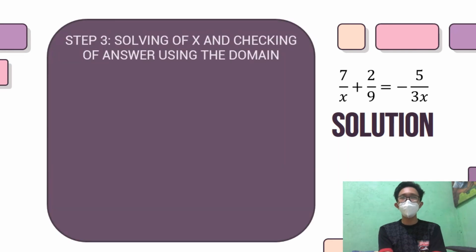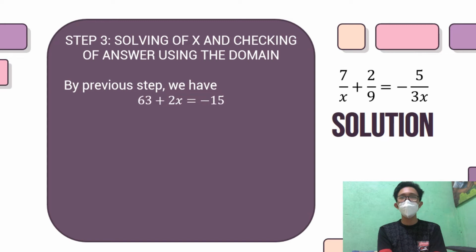Then, solve for the value of x and check the answer using the domain. That is step number 3. So, nakuha natin sa previous step is 63 plus 2x is equal to negative 15. So, we will separate those with variables on the left side of the equation and without variables on the right side of the equation. So we have 2x is equal to negative 15. We will transpose 63 to the other side of the equation. So positive 63 will become negative 63. So minus 63. So simplify natin yung right side of the equation.